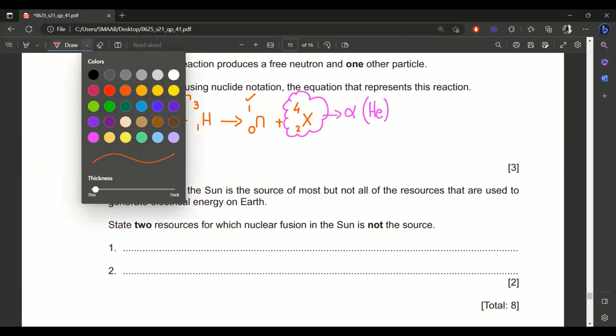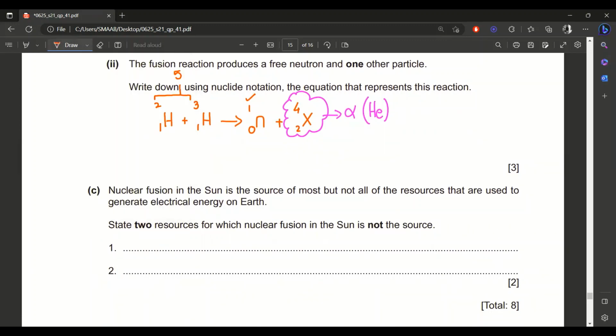And part C: nuclear fusion in the sun is the source of most, but not all, of the sources that are used to generate electrical energy on Earth. State two sources for which nuclear fusion in the sun is not the source. So we need to write two resources for which nuclear fusion that happens in the sun is not the source. So the first one is geothermal energy.